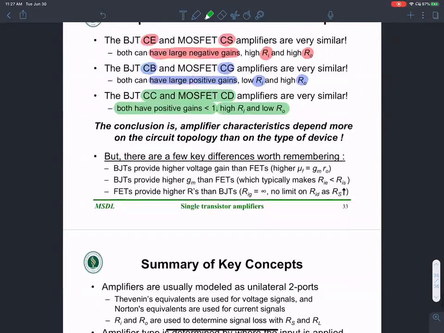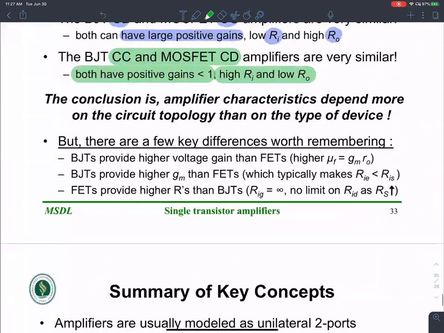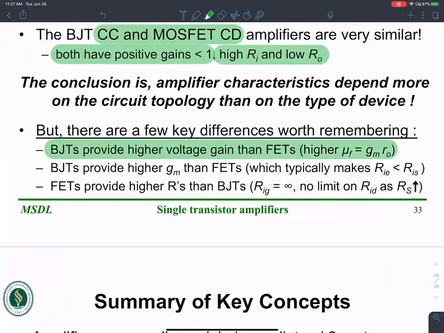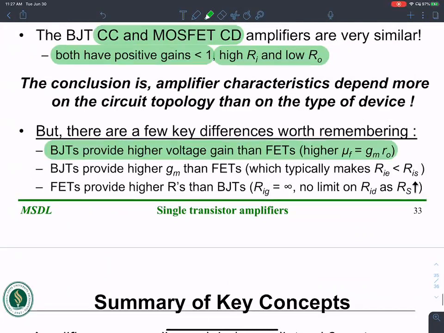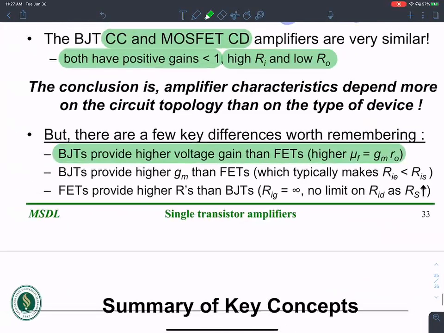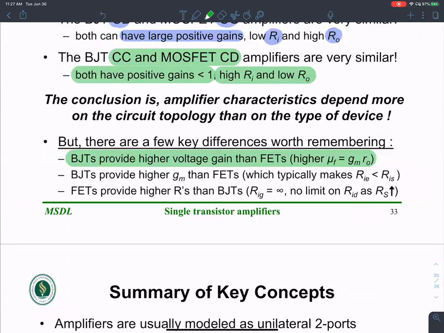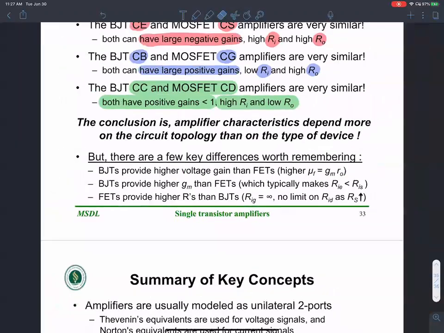And I mentioned this in the last class. BJTs provide higher voltage gain than field effect transistors because the gm of MOSFETs is smaller than the beta of the BJTs. BJTs provide greater gm, and they provide higher resistances than MOSFETs.